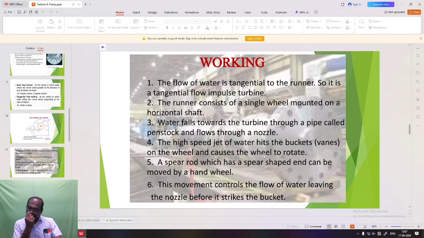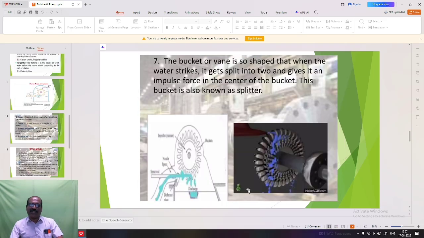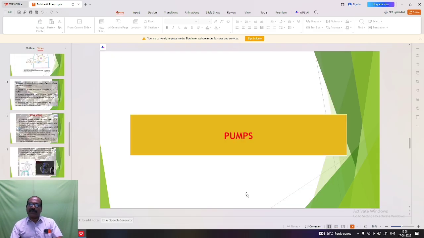A spear rod which has a spear-shaped end can be moved by a hand wheel to control the flow of water coming out from the nozzle, and this movement controls the flow of water leaving the nozzle before it strikes the buckets. The bucket or vane is so shaped that when the water strikes, it gets split into two and gives an impulse force at the center of the bucket. This bucket is also known as a splitter.